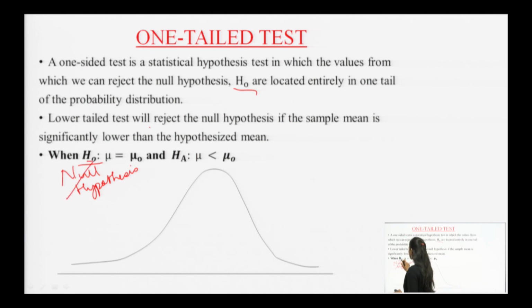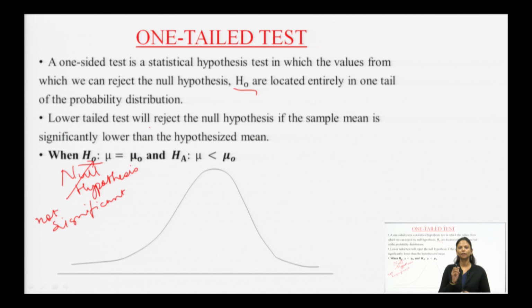H naught, naught means 0, 0 means not significant, or we can say that we know that it is going to be rejected. We are giving it 0 preference, 0 significance, that is why we are saying H naught.